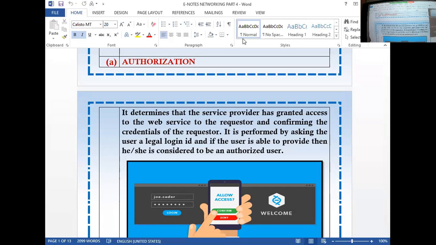So, when coming to network terms, how can authorization be checked? Authorization can be checked by asking the user for his legal login ID. And when the user provides the legal login ID, he is considered to be an authorized person. Am I clear up till here? Please raise your thumb immediately.